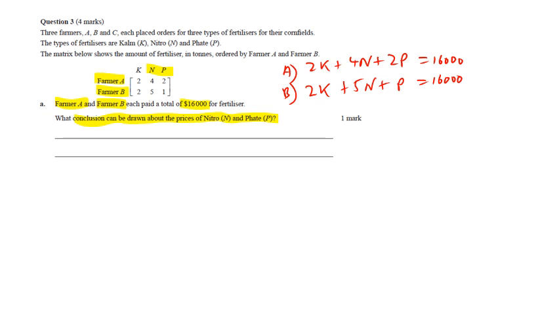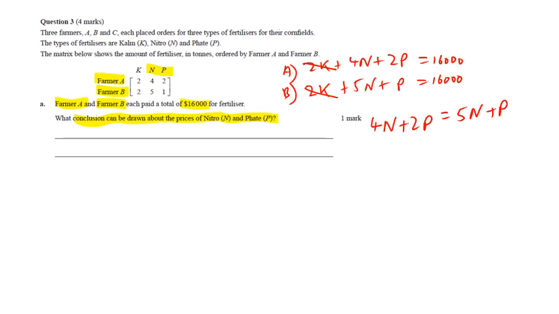So we can subtract 2K from both equations, so we haven't done anything seriously wrong here. And we can see that 4N plus 2P equals 16,000, but then 5N plus P equals 16,000. So they both equal 16,000, they both equal each other. So 4N plus 2P equals 5N plus P.